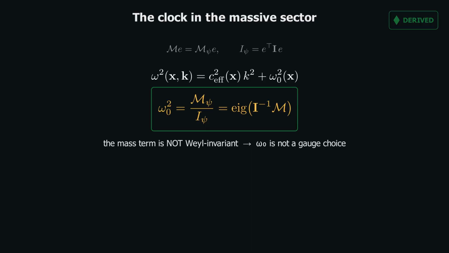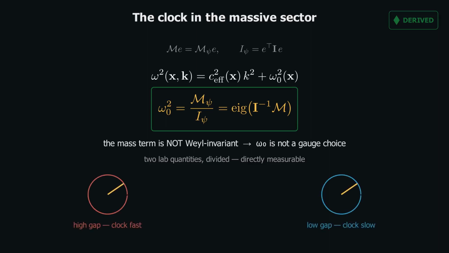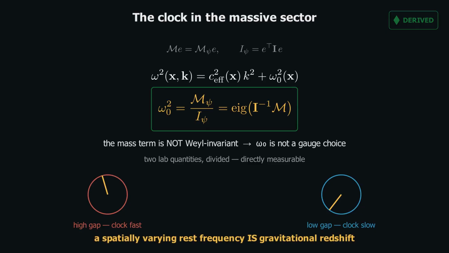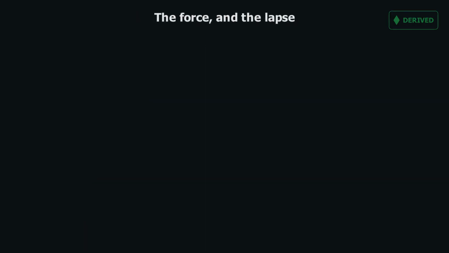Here is why it breaks the deadlock. The mass term is not conformally invariant, so omega naught is not a gauge choice. It is a ratio of 2 laboratory quantities, directly measurable, and it means something. Where omega naught is large, a massive particle's rest oscillation runs fast. Where it is small, that clock runs slow. A spatially varying rest frequency is precisely what gravitational redshift is, and a redshift gradient, as we are about to see, is a force. Now do the mechanics.